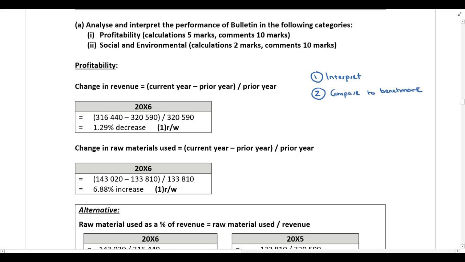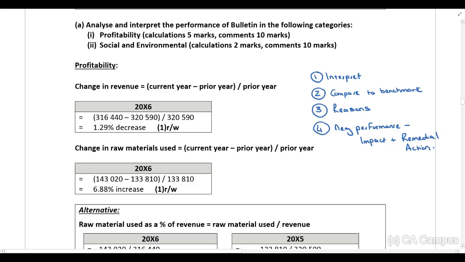So compare to the prior year, compare to a similar listed company or industry averages, etc. Then after that, you are going to discuss potential reasons. And finally, where performance is negative, you can discuss the impact and remedial action. In other words, what effect will it have on the business and how can it be corrected?